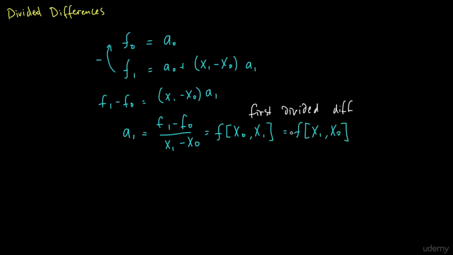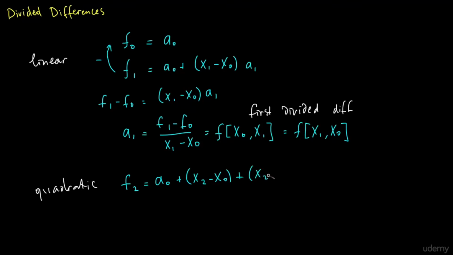So this divided difference may appear as an artificial construct, something that we've just invented, but we're going to stick with it, because now that we've done the linear case, we're going to add another term. We're going to add the f2 term here and consider the quadratic case. So the quadratic case would look something like the following. We'll introduce the term f2, and f2 is going to be a0 plus x2 minus x0 multiplied by a1 plus x2 minus x0, x2 minus x1 multiplied by a2. And I think I forgot an a1 here as well.